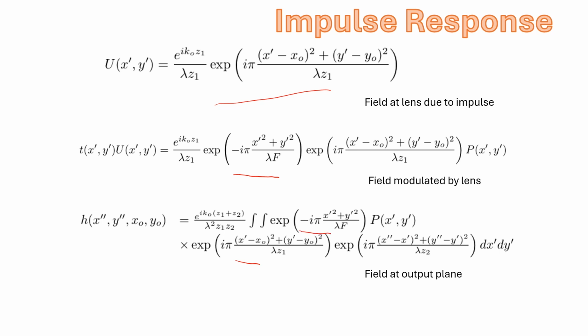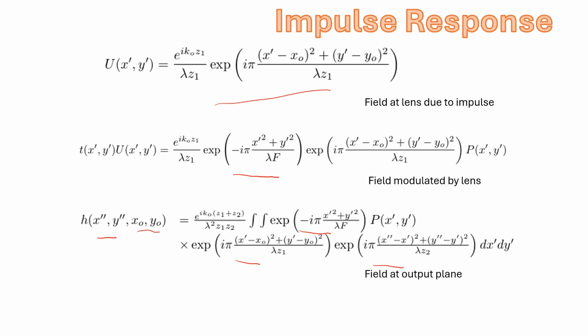We've added here the pupil function of the lens to limit the support over which the lens operates on the field. And now we're convolving this field on the surface of the lens with the propagator, the Fresnel kernel, from the lens to the output plane. So this is it. This is our impulse response between the input points x naught, y naught, and the output points x double prime, y double prime.